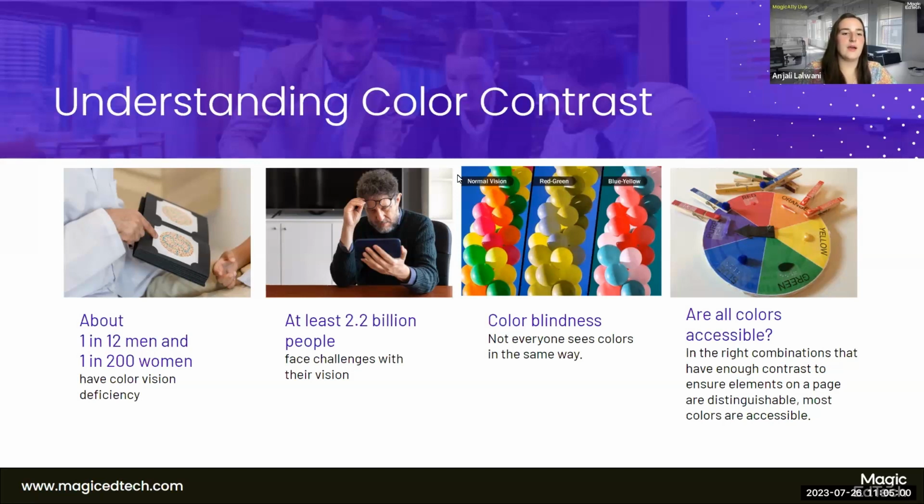And then in the third picture to the right, you can see different balloon shades and how different types of color blindness see those balloon shades. And then we go into: are all colors accessible? So it kind of depends on the combination and how the color blindness affects the person. It's different case by case, but it really depends most on the color combination.